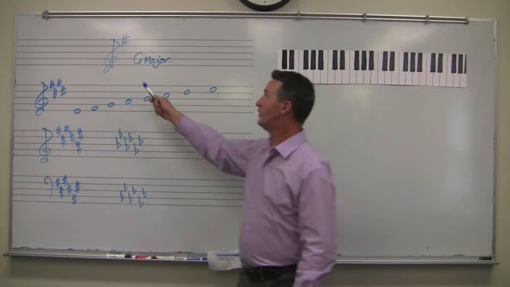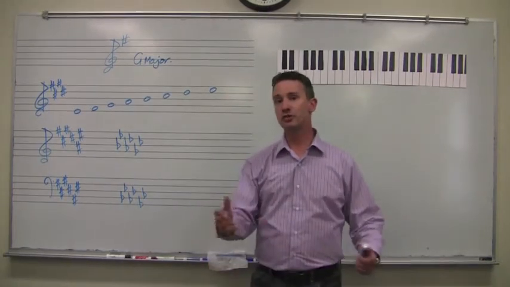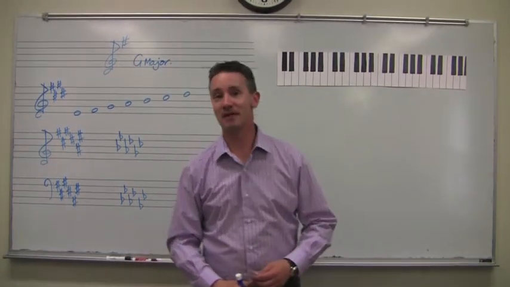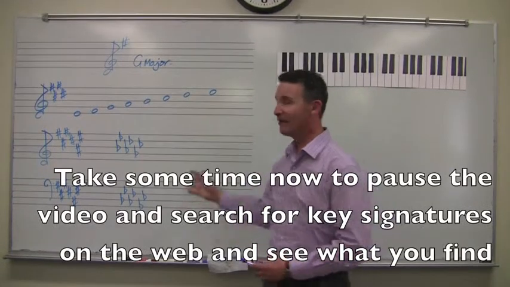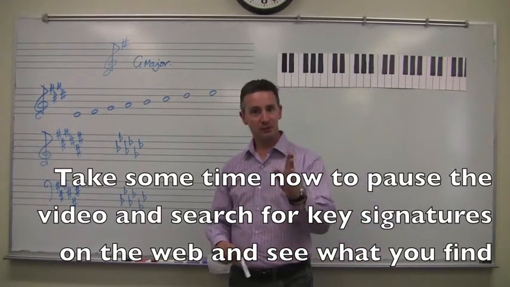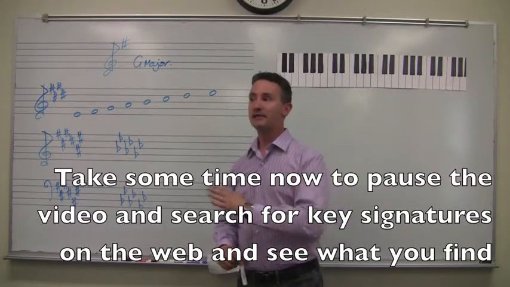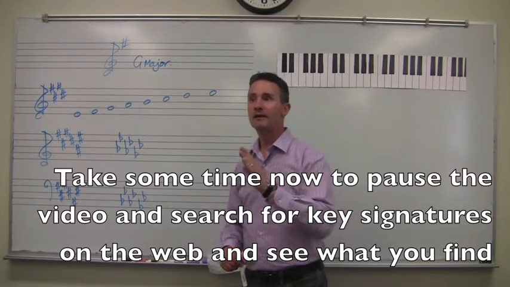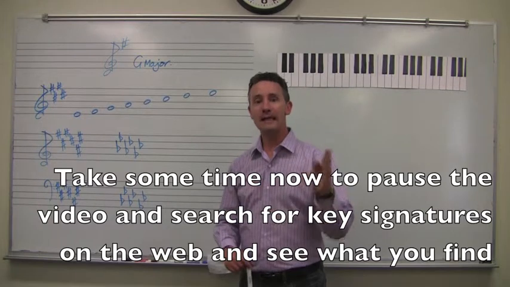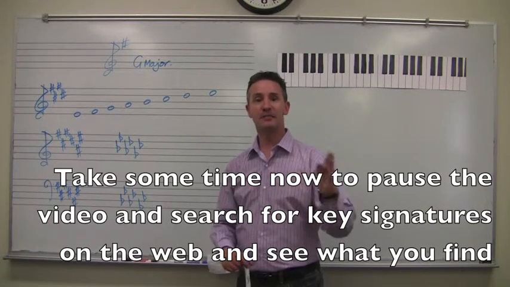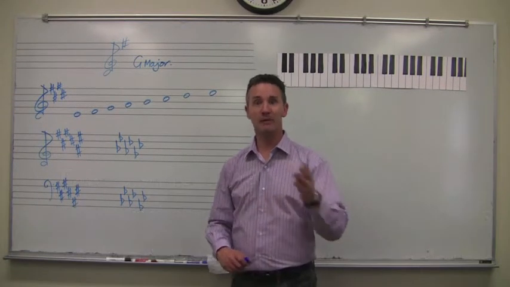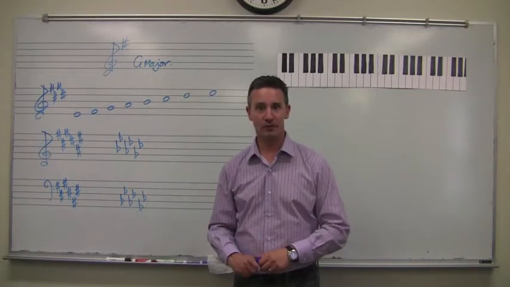Then you just need to learn that 1 sharp is G major, 2 sharps is D major, 4 sharps is E major. You need to just learn that, and the same with the flats. So that's the first part of this video. Make sure that you know how the key signatures work, but then equally what keys are associated with particular key signatures. 1 sharp is G major, and so forth.